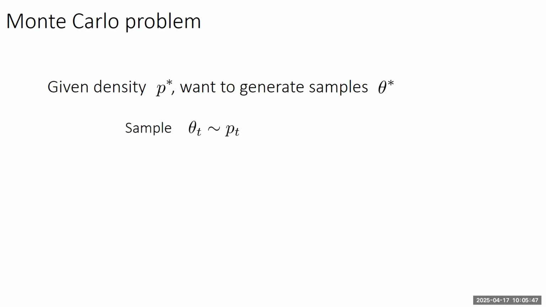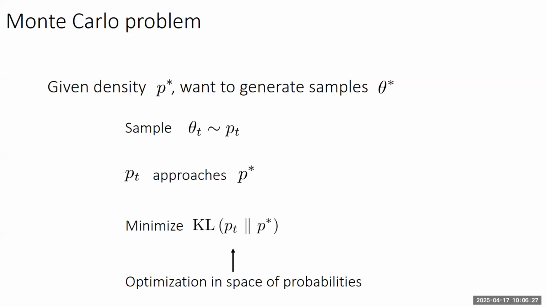So instead, we can generate a sample according to an approximation, and hope that we use an iterative procedure to improve incrementally. The hope is that eventually this P_t will approach the true distribution as t goes on. So let's reformulate this problem into an optimization problem. What we want to do is just minimize a loss function between our current distribution and the target. The typical loss function we can use is the Kullback-Leibler divergence. So this is an optimization on the space of probability distributions.